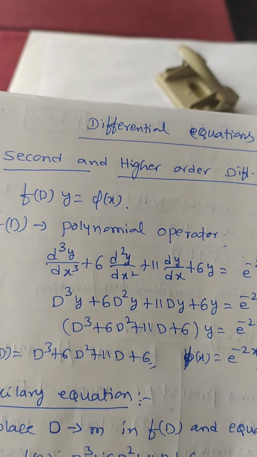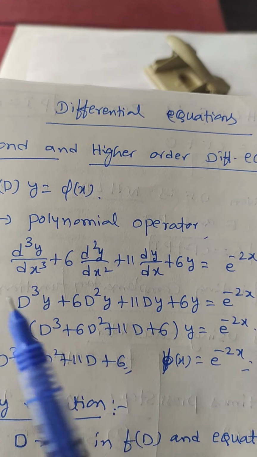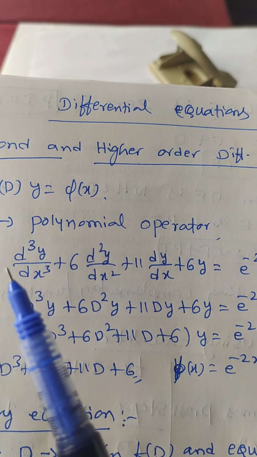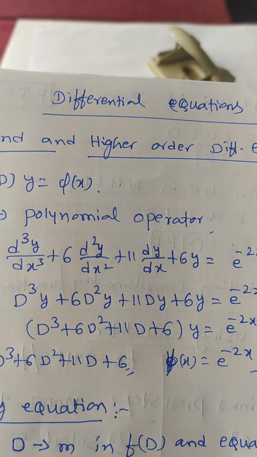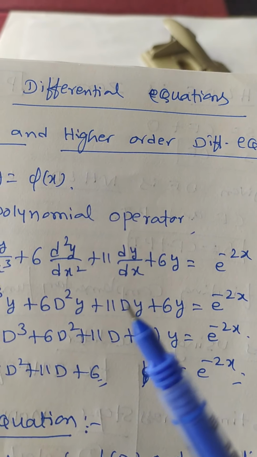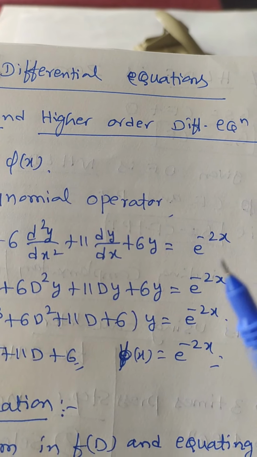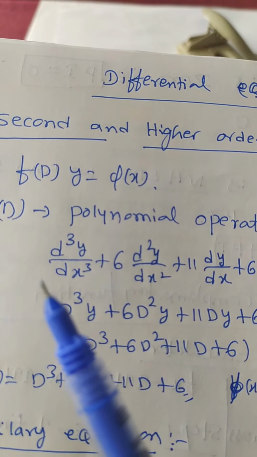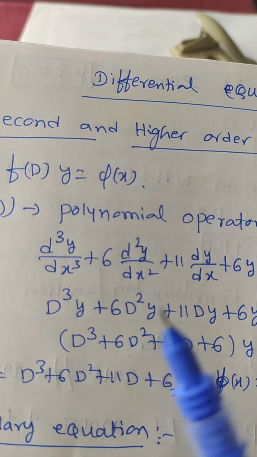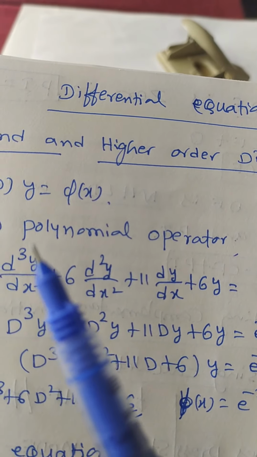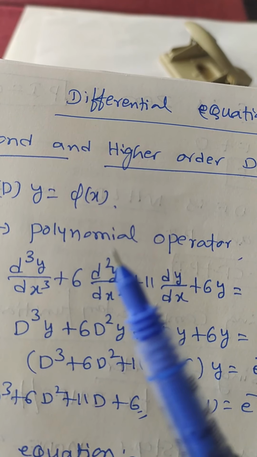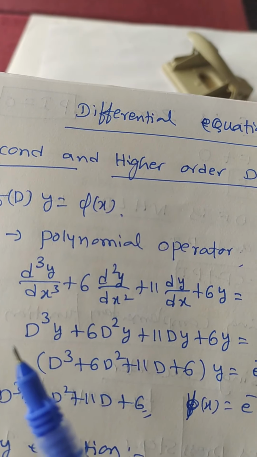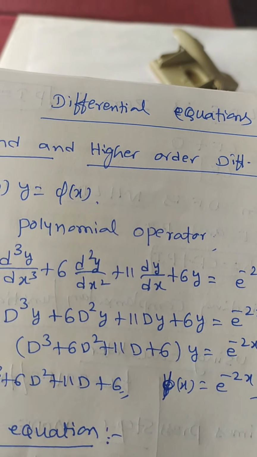Okay. For example, I will take a third order linear differential equation. d cube y by dx cube plus 6 d square y by dx square plus 11 dy by dx plus 6y is equal to e power minus 2x. What is the order? Order is 3. And what is the degree here? Degree of each derivative is 1. That means it is a third order linear differential equation.